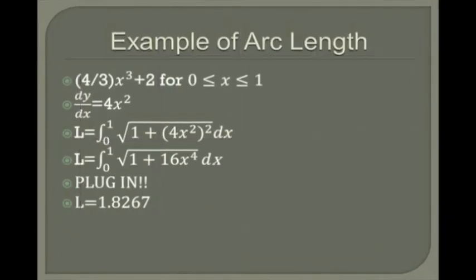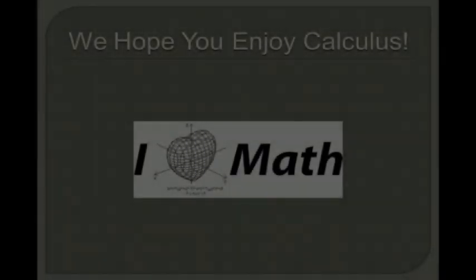Our final example is an example of arc length. Suppose you want to find the length of the function 4/3 x cubed plus 2 from 0 to 1. First you find the derivative, which is simply 4x squared. Then you plug it into the formula from the previous slide, and you end up with the integral from 0 to 1 of the square root of 1 plus 4x squared, squared. Simplify this, and then plug it into your calculator, and you get 1.8267.